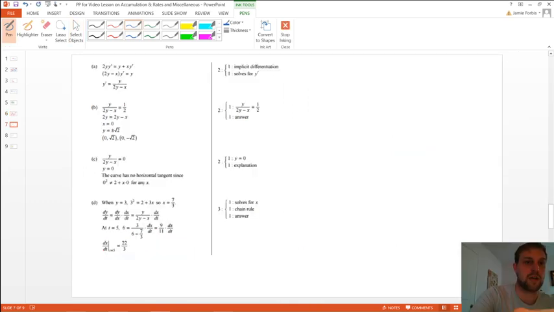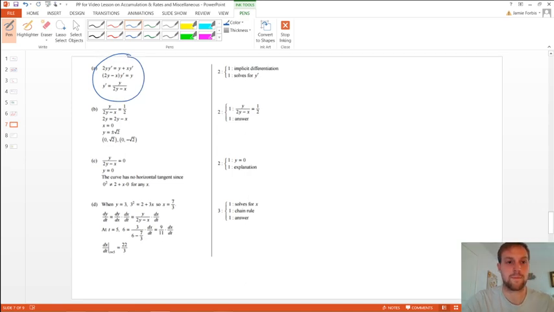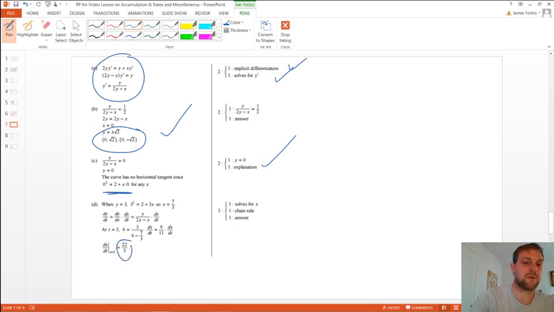So remember, this whole process was our work, that we did the implicit differentiation and solved for y prime. We came up with the answer for B. We did that work. Our explanation here says the curve has no horizontal tangent. Since this is true, we did show that, so we're good. And then we got 22/3 for the last one, so we're good there. All right.